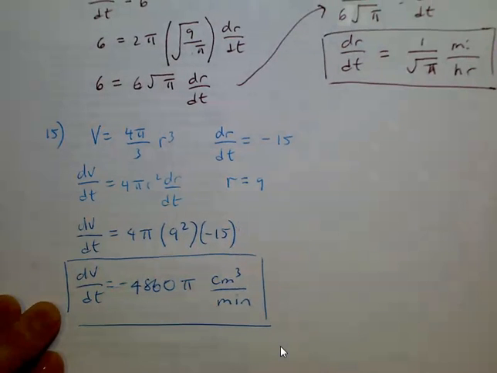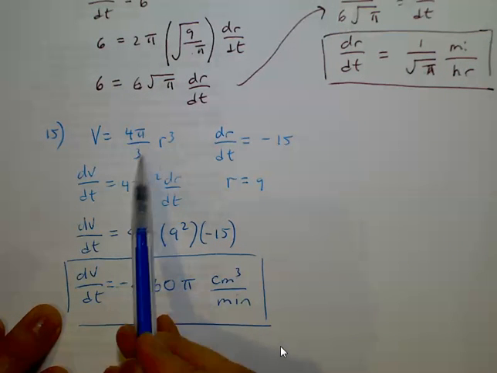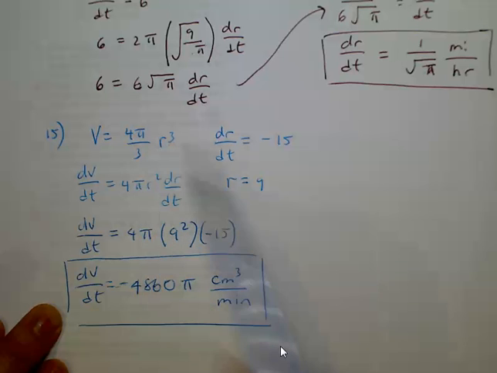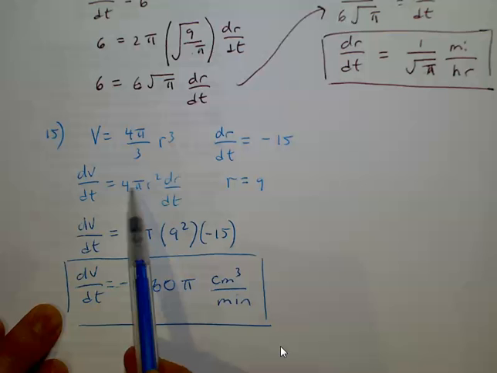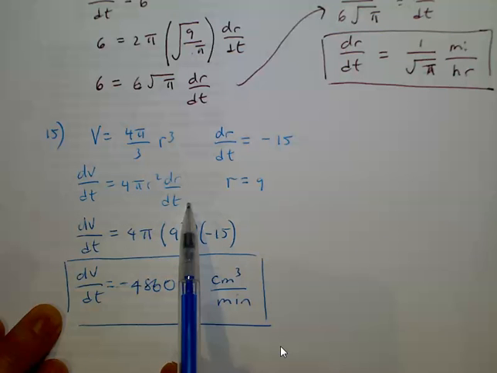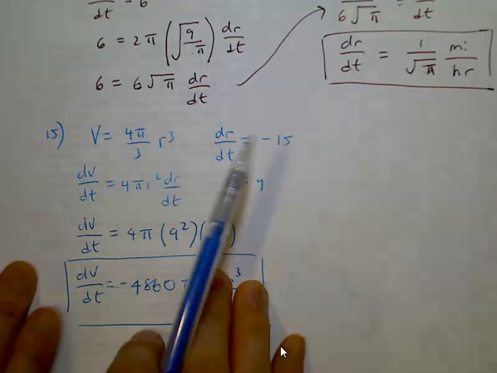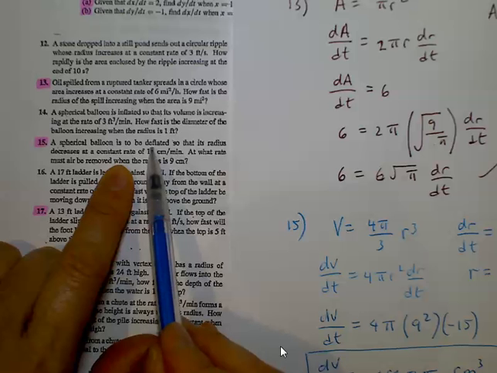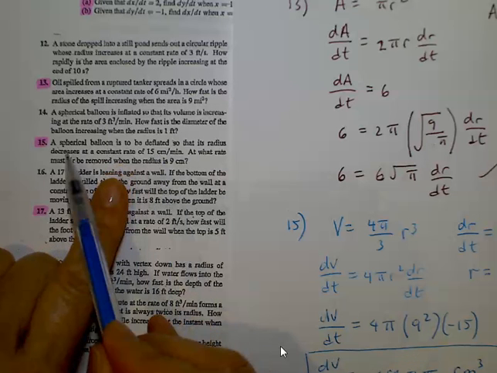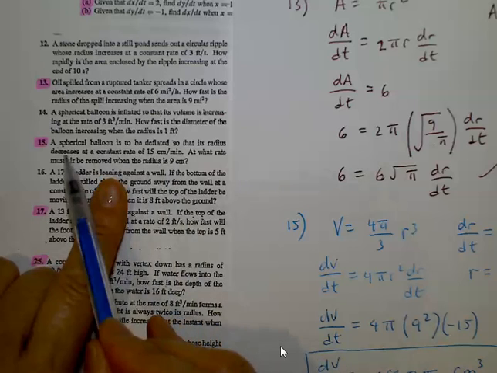So I'm going to first of all start with the volume of a sphere, which is 4 pi over 3 r cubed. And then take the derivative, so dV/dt is equal to 4 pi r squared dr/dt. dr/dt is given as negative 15. And the reason that it is negative is because it says that it is being deflated. So that means it's decreasing at a constant rate of 15. So that word decreasing means that it's going to be a negative.